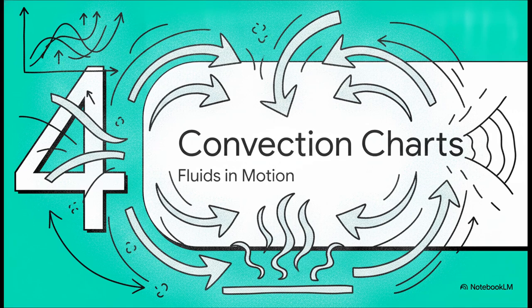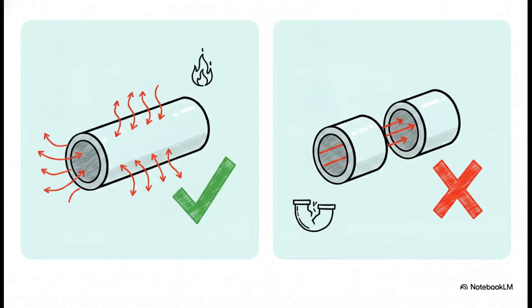Right, let's shift gears to part 4, decoding convection charts. So after assessing the solid, we transition to fluids in motion. Now, the source gives us a wealth of charts for this, but listen up because they come with very strict rules of engagement. A foundational rule when calculating convection is that you must strictly use the heated or cooled surface area that is physically in contact with the fluid. Do not use the flow cross-sectional area, or you're going to make massive errors.